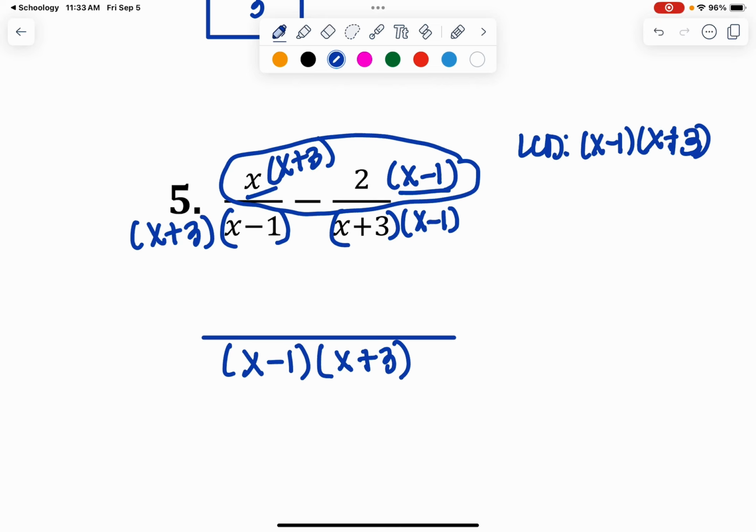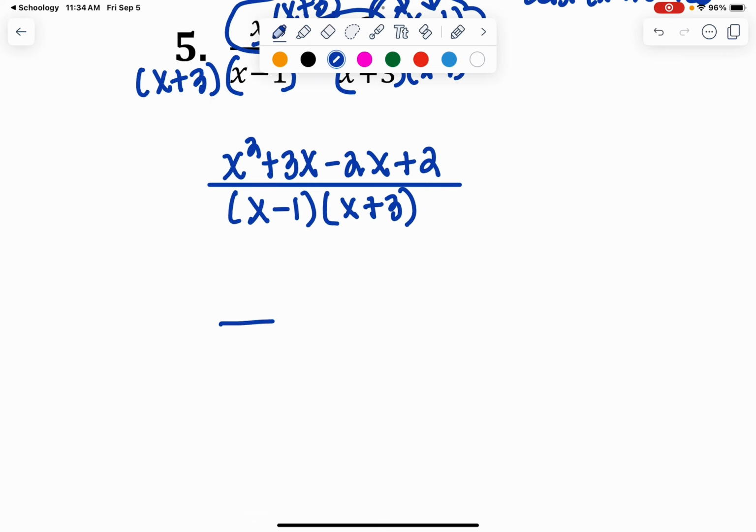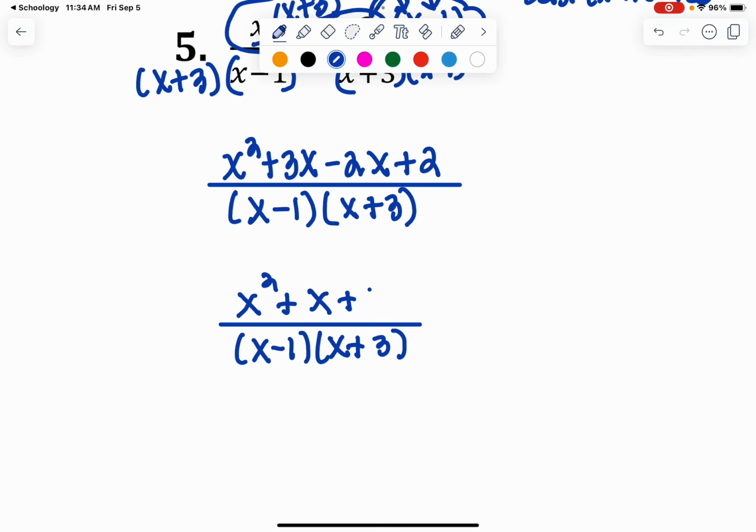Okay, so I have x times x plus 3, which I'm going to distribute: x squared plus 3x. And then don't forget that this is a negative 2 times these. So minus 2x plus 2. Combine like terms and write your new numerator. So this is x minus 1 times x plus 3 in my denominator. My new numerator, x squared plus x plus 2.